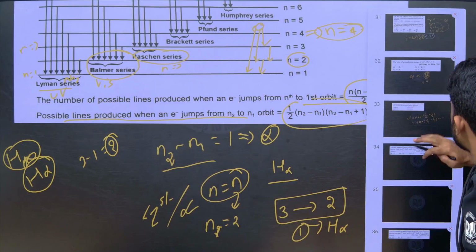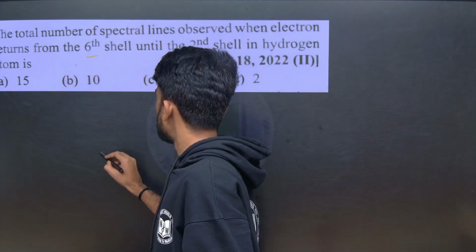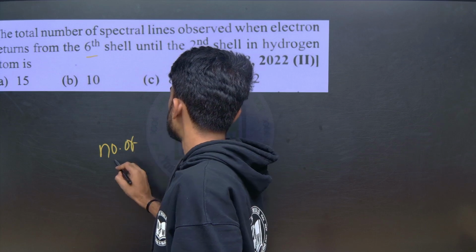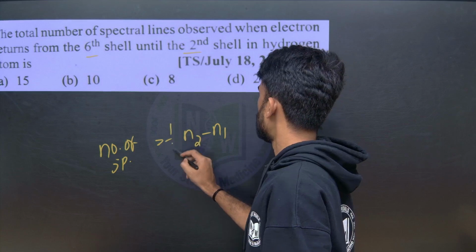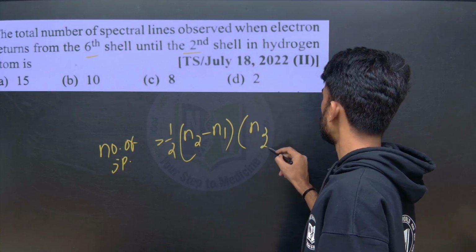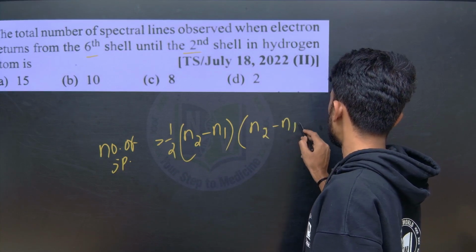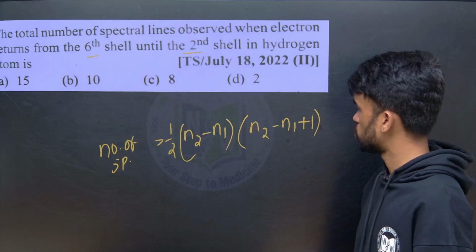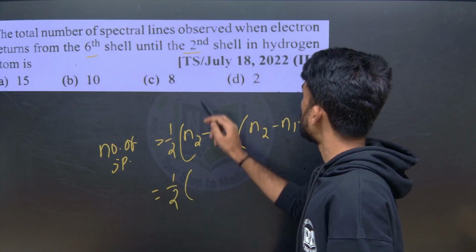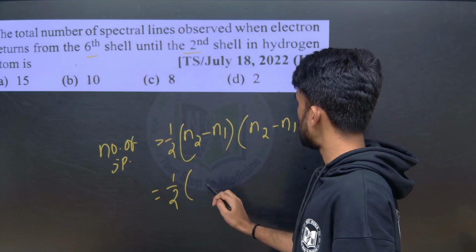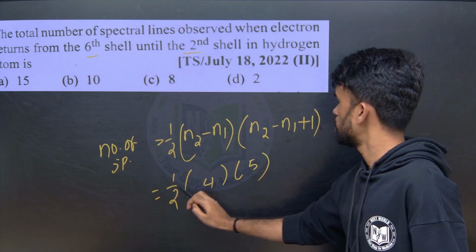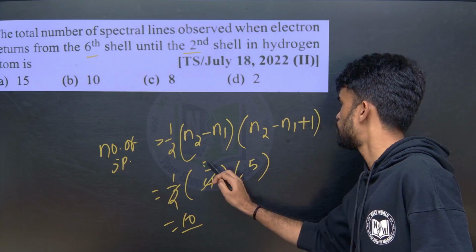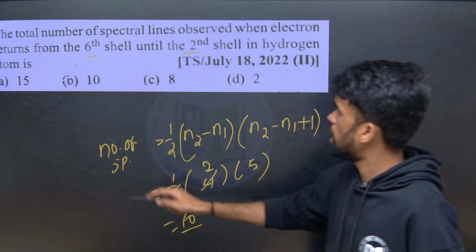So let us practice here with this question once. What is the formula I told you? Number of possible spectral lines is half into (N2 minus N1) into (N2 minus N1 plus 1). So this is the formula we need to use. Half into, N2 is 6, 6 minus 2, that is 4. Again 6 minus 2 plus 1, so 4 plus 1, 5. So 10 lines will be obtained, 2 5s are 10. This is how we need to answer this type of question.